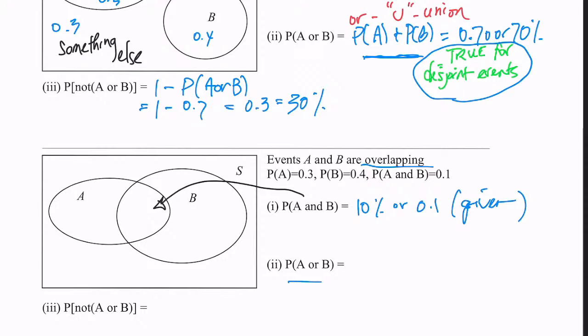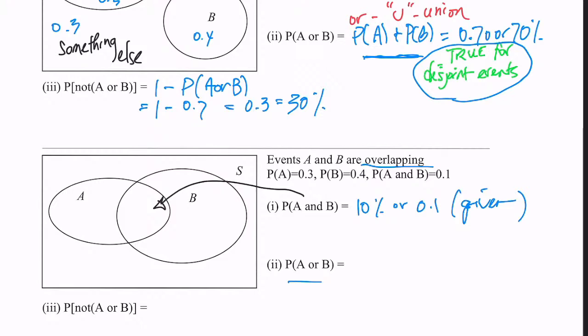What's the chance of A or B? Well, the events are not disjoint, so you can't just add A and B. In fact, you can't add them because if you add this area or this chance with this chance, you see, you're double counting this place where they happen together.